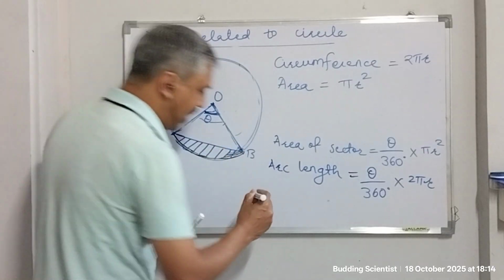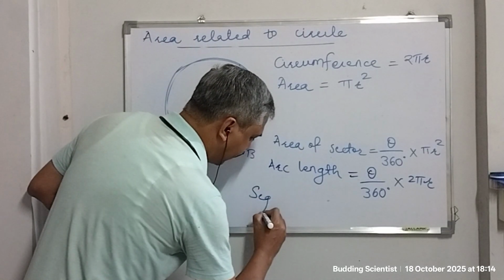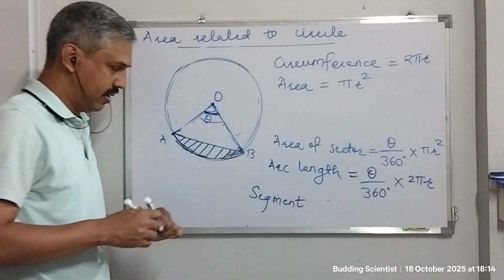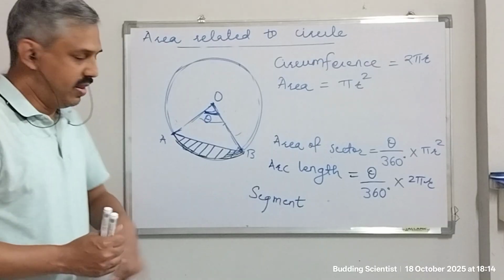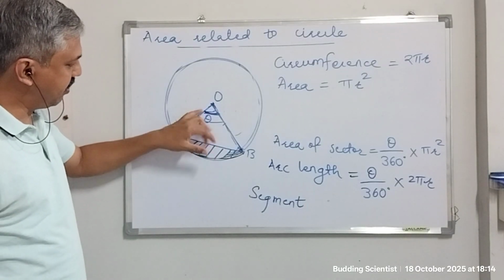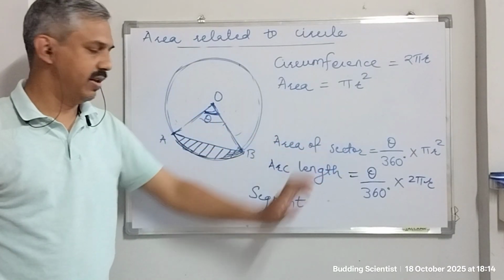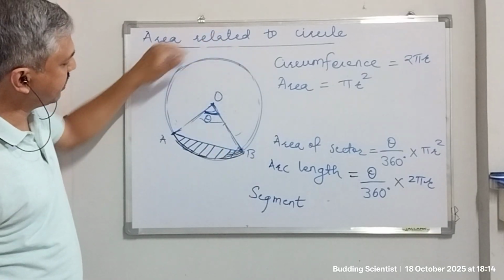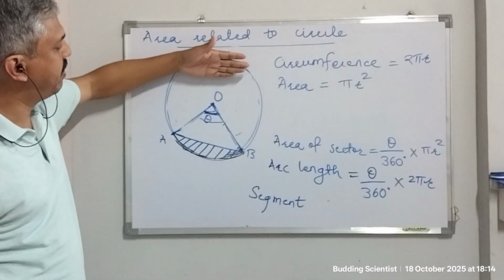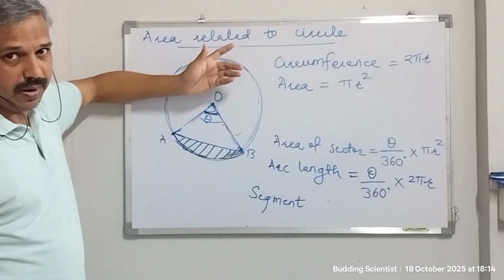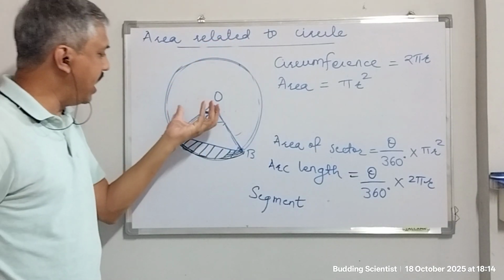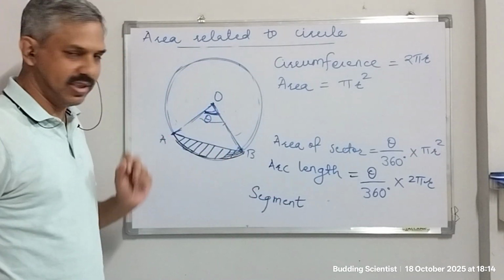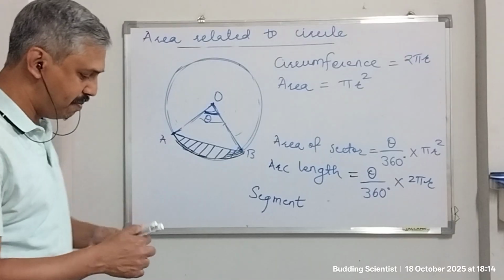So we also get a segment. This is the minor segment because it corresponds to the minor sector. And then there is a major segment. This is the major segment, whose area will correspond to the major sector. To find out the area of the major segment, you first have to know the area of the minor segment. How do you find out the area of the minor segment?